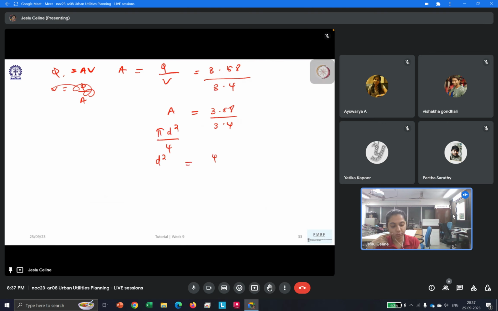So d square is equal to 4 by pi into 3.58 divided by 3.4. How much does that work out to? And what is d? D is around 1.1 meters. Correct. 1.15 is what we are getting, so we can approximate it to 1.2 meters. 1.1, 1.2, both are right.